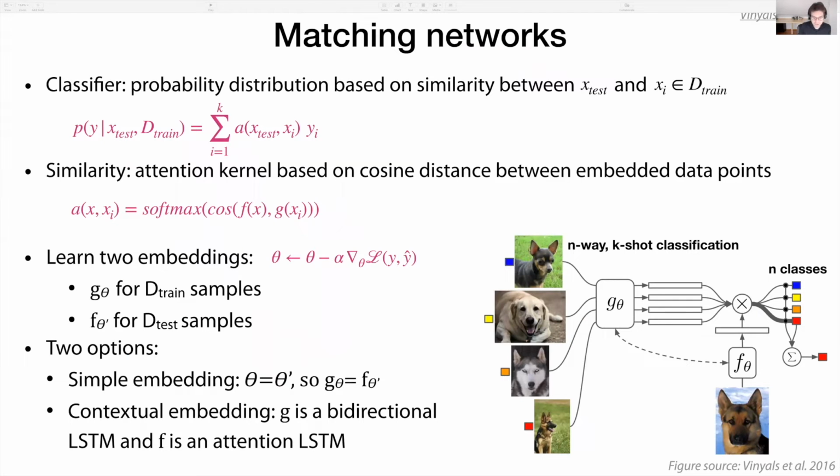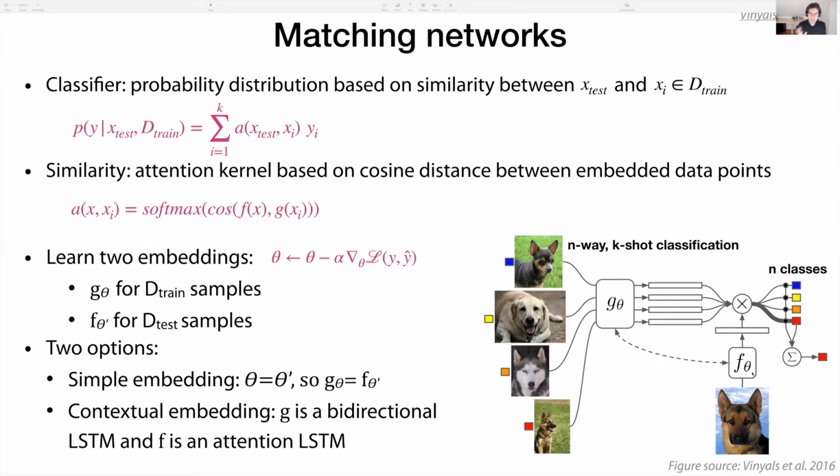There's a number of ways to do this. So one simple way would be to use siamese networks. An improvement on that is matching networks. So here, say we have four classes of dogs: blue, yellow, orange, and red. And then we have a test example here. And now we want to classify this.